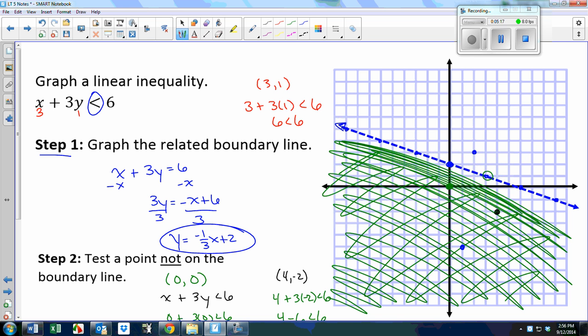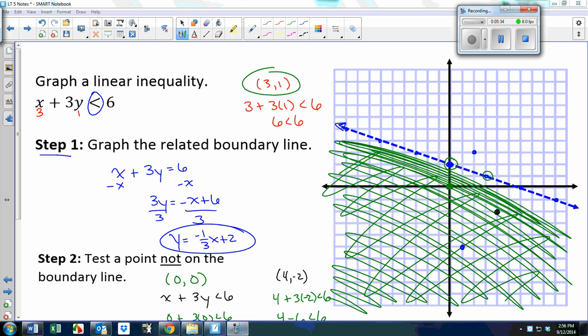And then the final one, does the point 3, 1 work? 3, 1 is on the dotted line. It doesn't work. Well, we already plugged it into C. I should have picked a different point. How about 0, 2? Does it work? Again, it's on the dotted line. The answer would be no. That's why we used a dotted line.